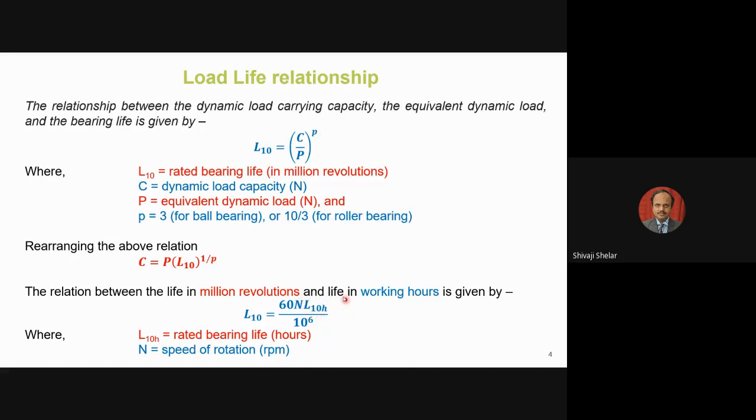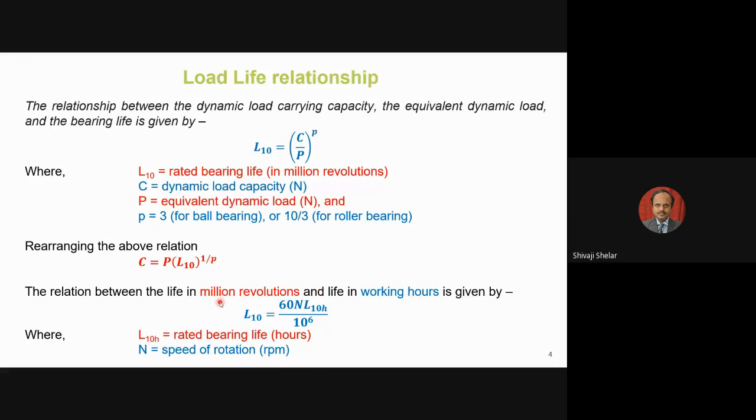So if we know that after 5,000 hours of life we have to replace this bearing, whether it has failed or not, normally bearings are replaced after a standard schedule. That standard schedule you can determine in terms of hours here. So L10H is the rated bearing life in hours, and N is the constant speed of rotation in RPM. From that we can convert life from MR to hours or hours to MR.